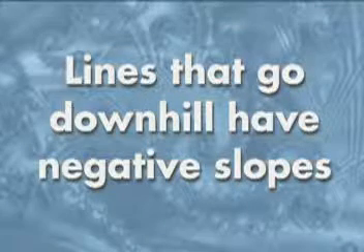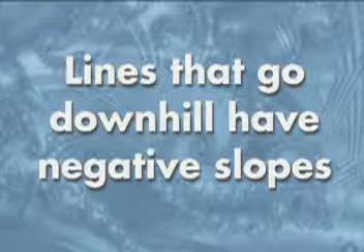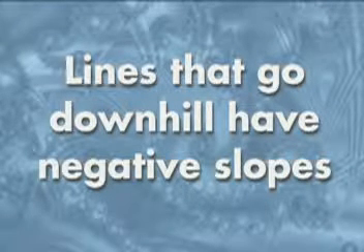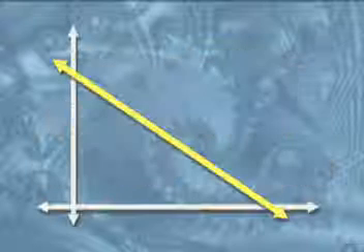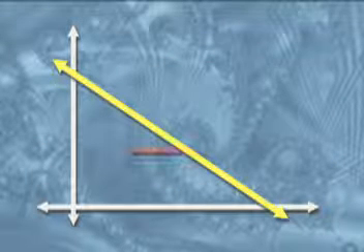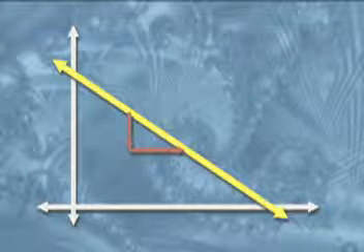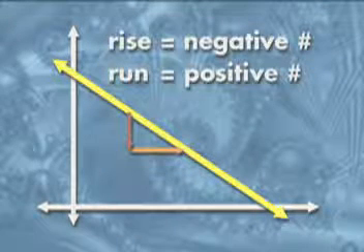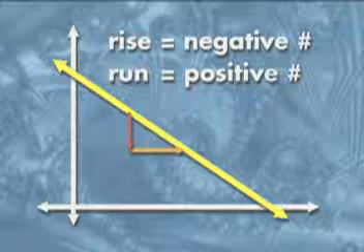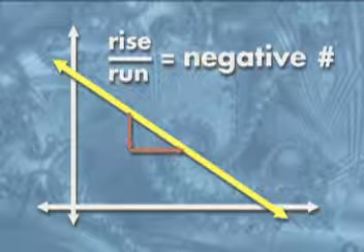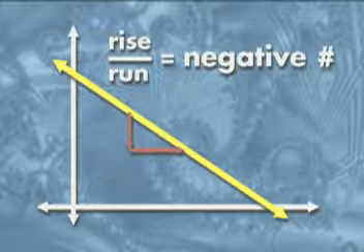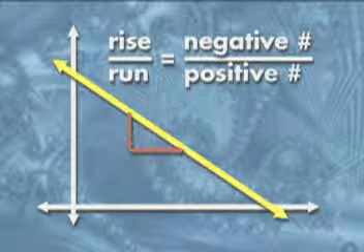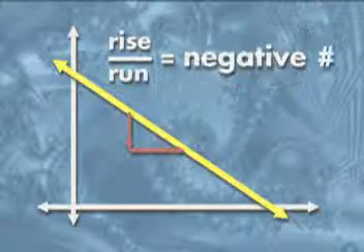For example, lines that go downhill always have negative slopes. This is because on a downhill line, if you draw a slope triangle from one point to another, your rise will always be negative, and your run will always be positive. Therefore, the slope, or ratio of rise to run, will always be negative, since a negative number divided by a positive number is always negative.